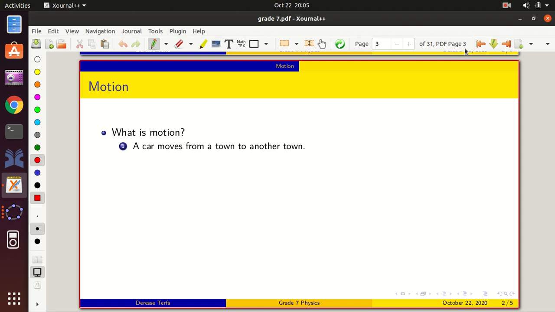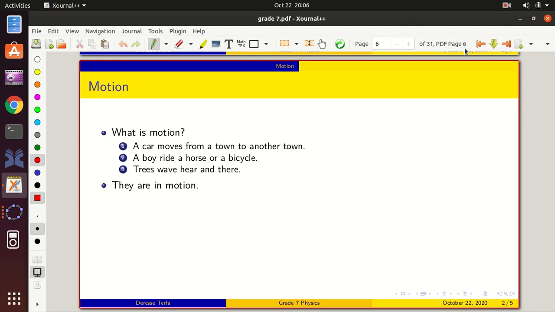What is motion? Before we define what motion is, let us see these activities that we observe in our daily life. A car moves from a town to another town. A boy rides a horse or a bicycle. Trees wave here and there. These are some activities that we observe around us.